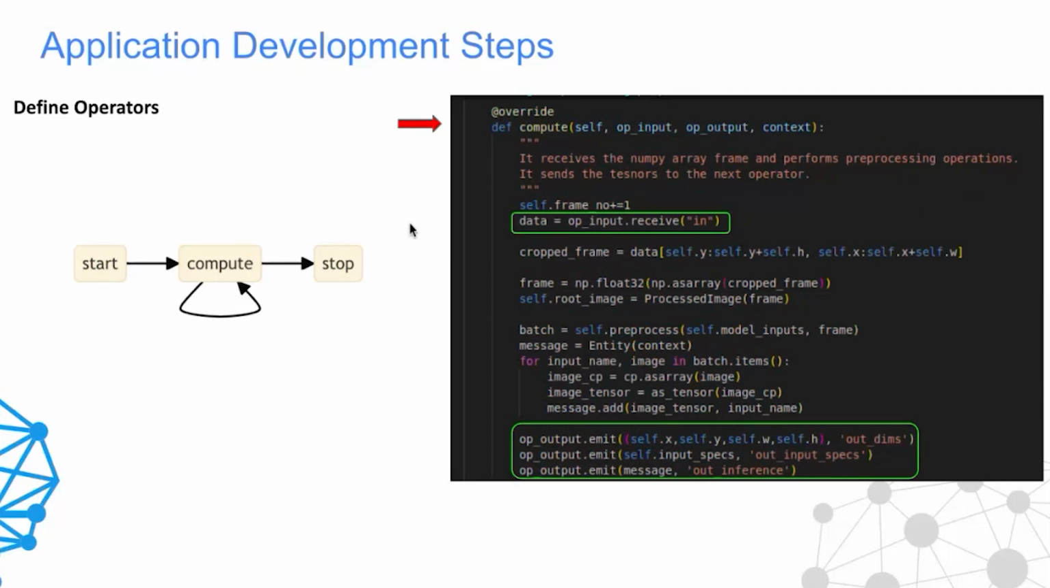Over here is an example of the implementation of a compute method for a pre-processing node. It is important to keep in mind that until the receive API is invoked, there won't be any transfer of data from one node to the other. Once the data is received, then the rest of the code is executed. And finally, at the bottom, we can see that it is transmitting all different kinds of data to its different output ports.